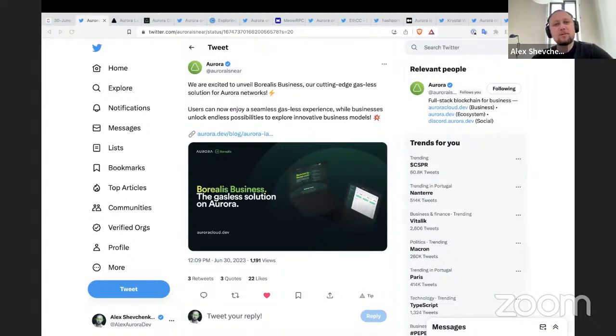So without further ado, let's jump directly into the new release that we have this week. We're proudly announcing the release of Borealis Business, which is a gasless solution for Aurora. Borealis Business is one of the products that constitute the bigger product suite called Aurora Cloud.